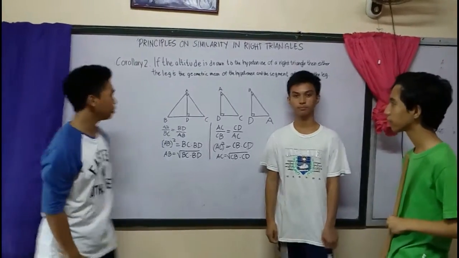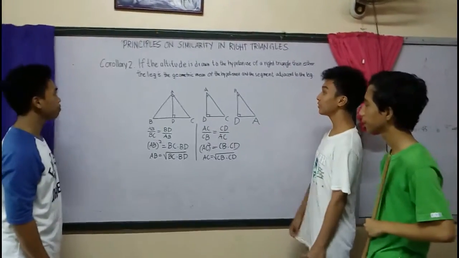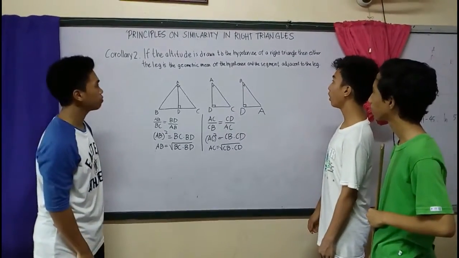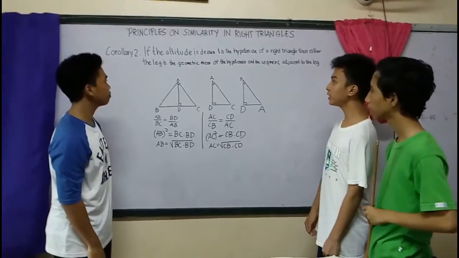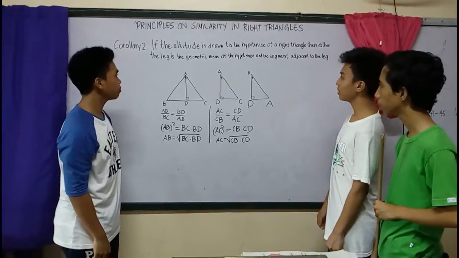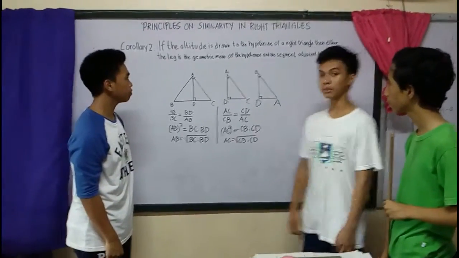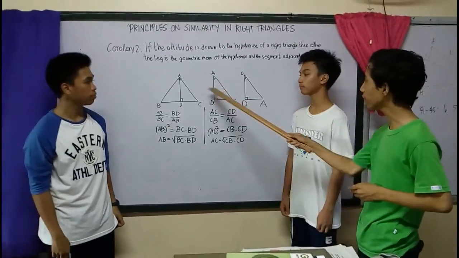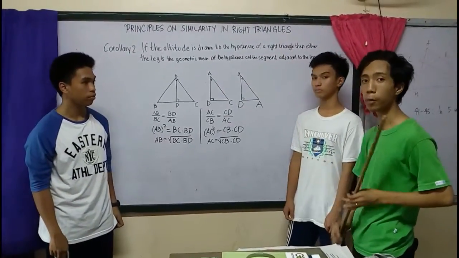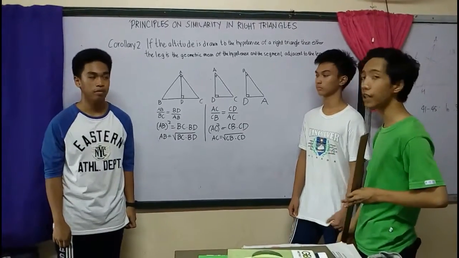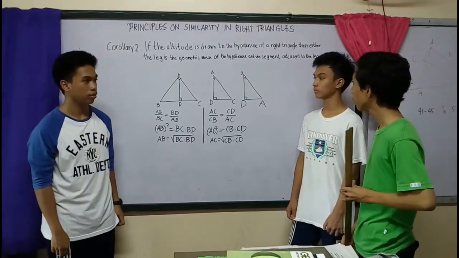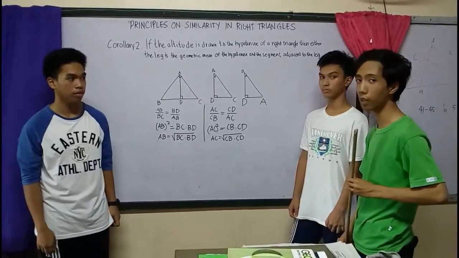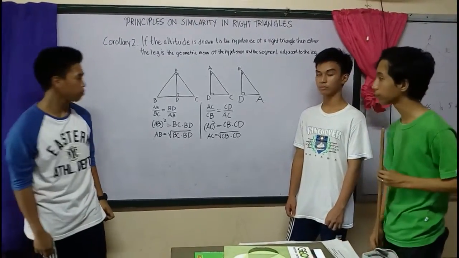Now, corollary 2. If the altitude is drawn to the hypotenuse of a right triangle, then either leg length is the geometric mean of the hypotenuse and the segment adjacent to the leg. Now, basing on corollary 2 and these diagrams, we can create a proportion between either of the legs and the hypotenuse and the adjacent segment of the hypotenuse.